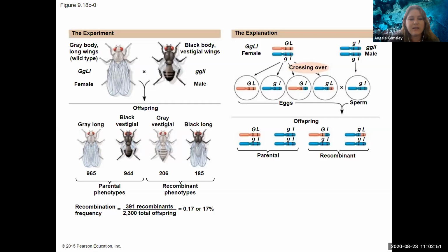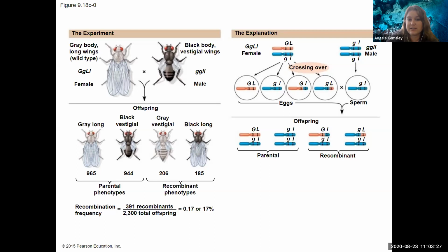And if you take a look here, they did an experiment with flies. So we had gray body, long wings, that's our wild type. We had black body and vestigial wings, so little tiny wings. And the offspring either looked just like the parents, so they were gray and long, or they were black and vestigial, or they were recombinant phenotypes, where they were gray from one parent with vestigial wings from the other, or black from one parent with long wings from the other. And you'll notice that the recombination frequency down here is 17%.